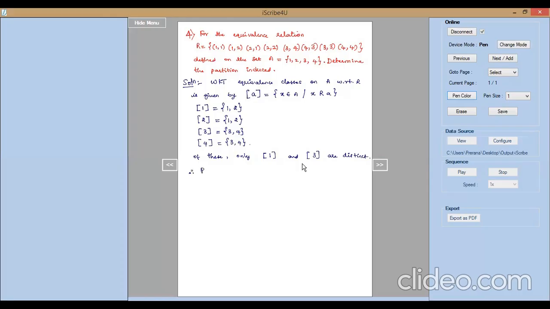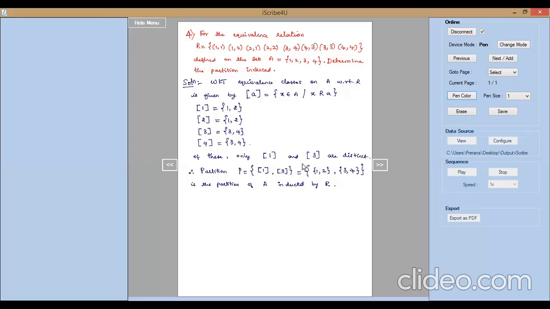So therefore, the partition P is equal to {[1], [3]}. This is one and the same as writing that the equivalence class of 1 is nothing but {1, 2}, and the equivalence class of 3 is nothing but {3, 4}. This is the partition of the given set A induced by the relation R.